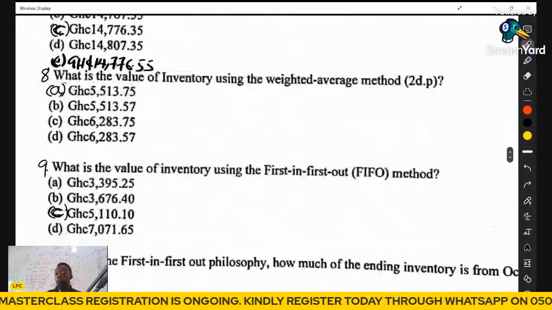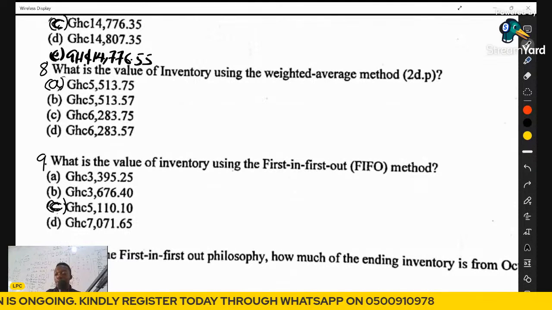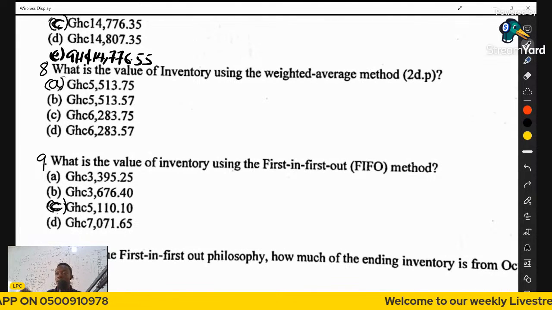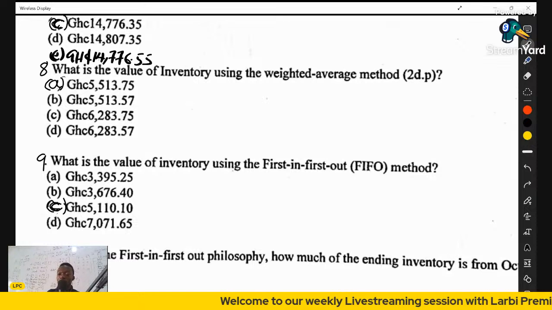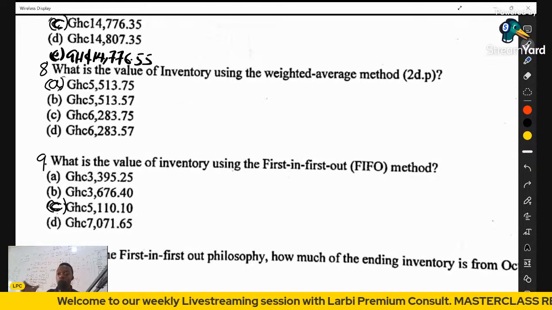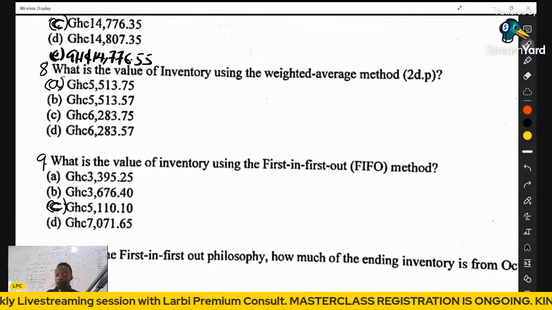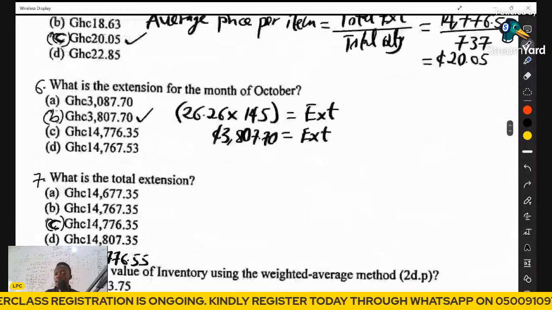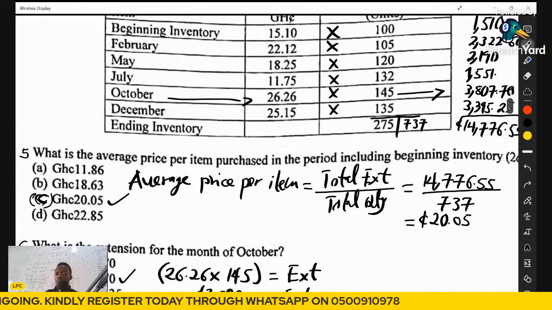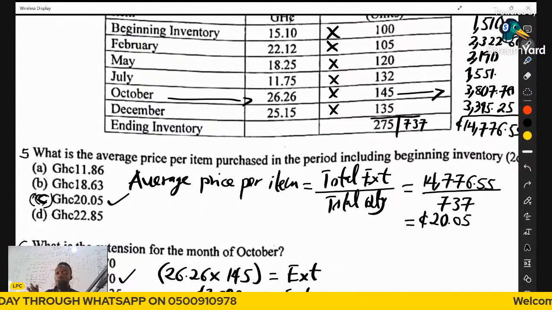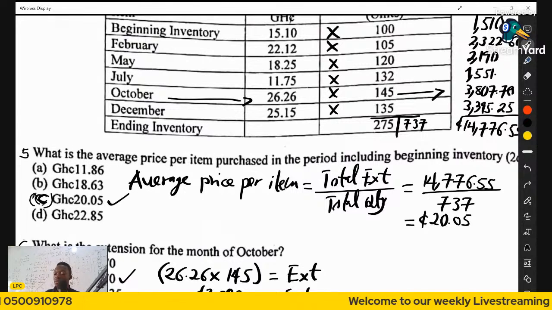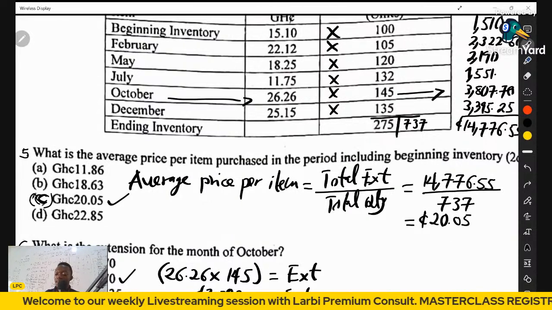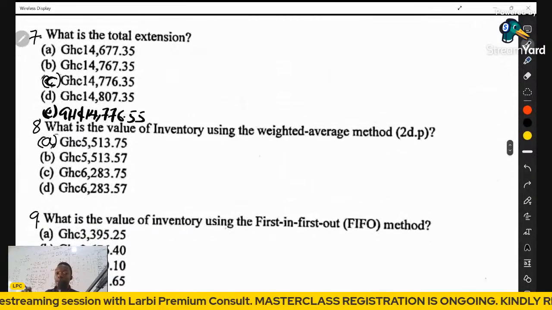Now, question number 8. What is the value of inventory using the weighted average method? To find the value of inventory using the weighted average method, we compute the unit price, or the average price per item, and then multiply that by the quantity that was left at the end of the period. That is the inventory that we have at the end of the period, right? So we see that our ending inventory in this case was 275. So once we know our average price per item, we multiply it, which is 20.05, by 275 to get the value of the inventory using the weighted average method.